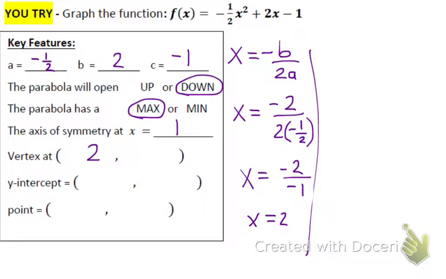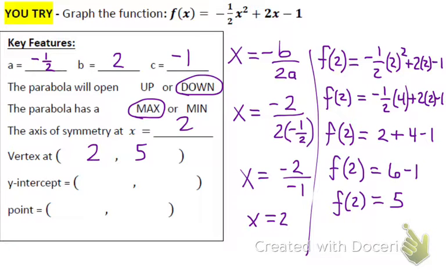And then to find the vertex, plug the 2 in. So replace x with 2 and simplify the right side. Exponents first, 2 squared is 4, and then multiply negative 1/2 times 2. Negative 1, and then 2 times 2 is 4. Negative 1 plus 4 is 3. 3 minus 1 is 2. So we have a vertex at (2, 1). To find the y-intercept, you can plug 0 in. You will always get (0, c). c here is negative 1, so (0, negative 1).